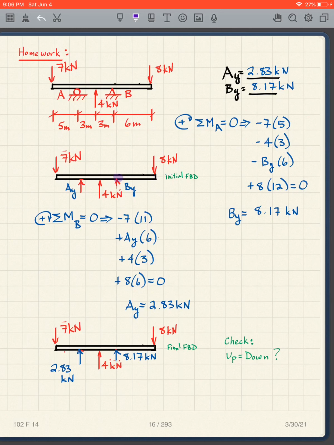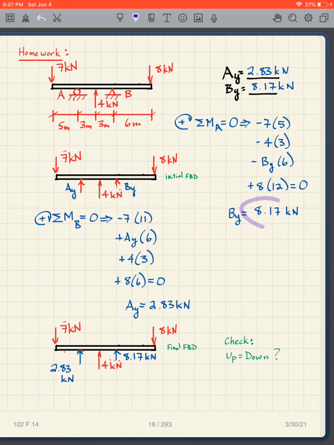Now, B is the center of my clock, so counterclockwise. So it's negative for that one. For this one, it's clockwise, so it's positive. For this one, it's clockwise, so it's positive. For this one, it's clockwise, so it's positive. I now have my equation, set it all equal to 0. It's got to all be equal to 0. I solve for AY. I get 2.83.